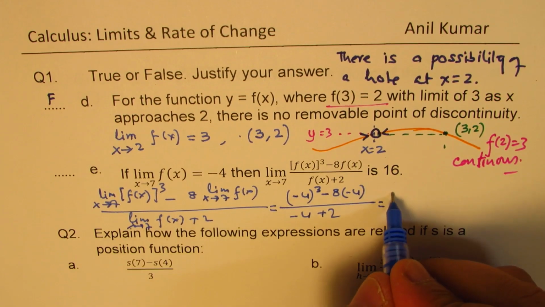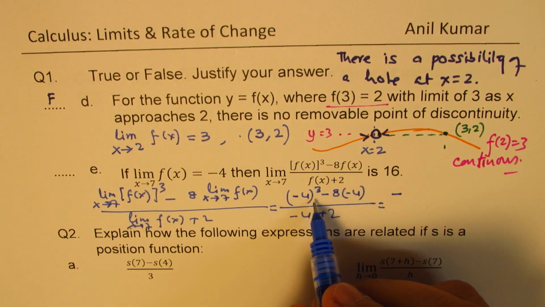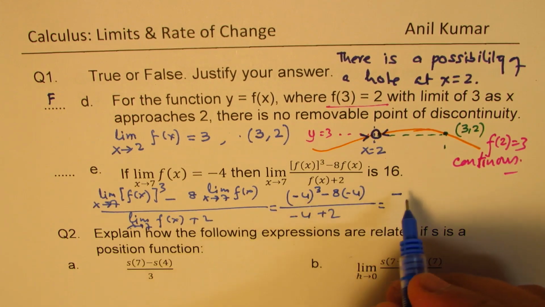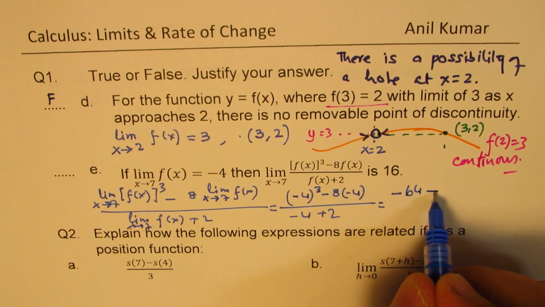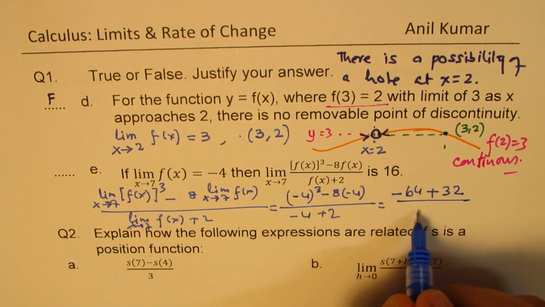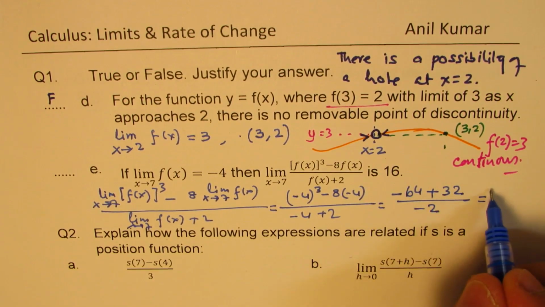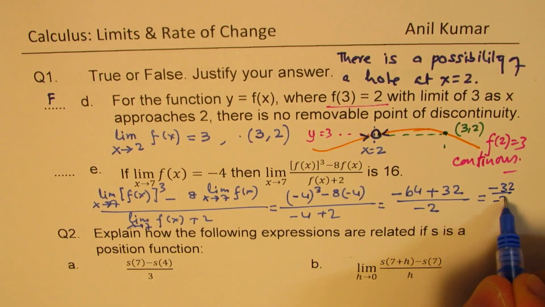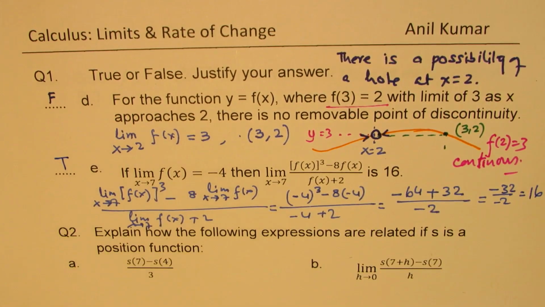Minus 4 whole cube is minus 64, right? 4 times 4 is 16, times 4 is minus 64. And 8 times minus 4 will give us plus 32, right? Divided by, this is minus 2. So that gives you minus 32 divided by minus 2, which is indeed equal to 16. So therefore, this is true.